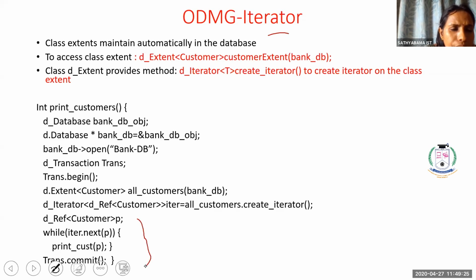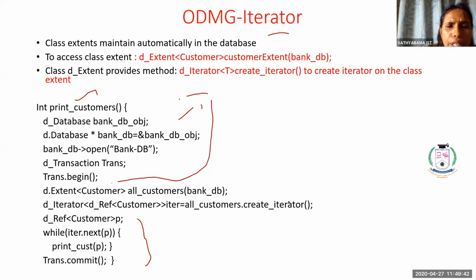Okay, so this is what I have given here. The same thing we did here. See, look here, all the created database objects. So inside one method, print customer, we created the object for your database, and also for that object you made the references, and by using these references you open the database. Now begin your transaction.